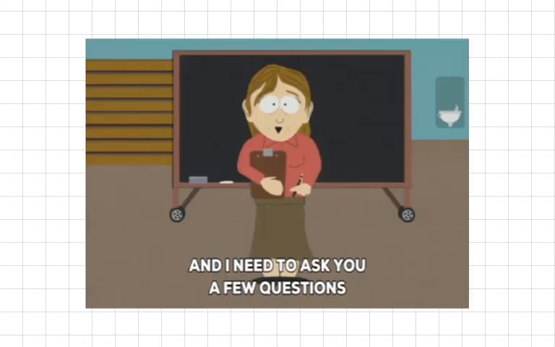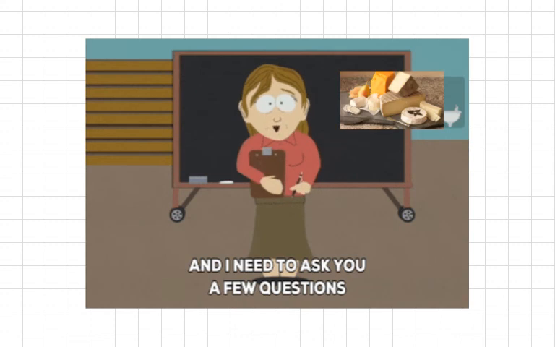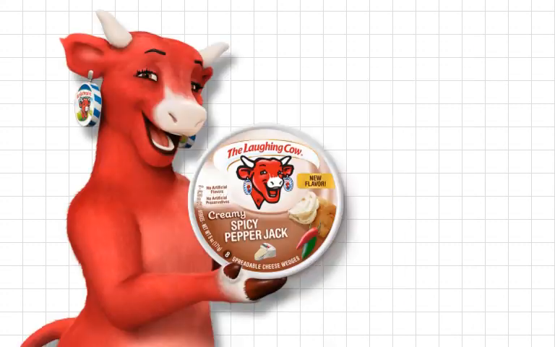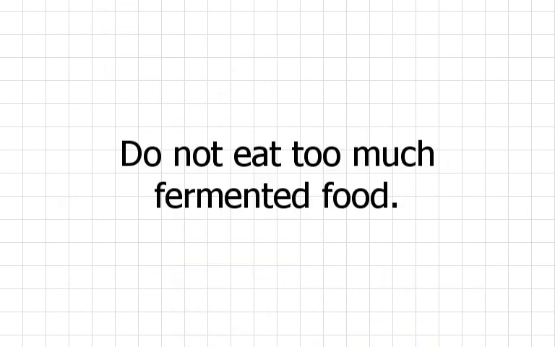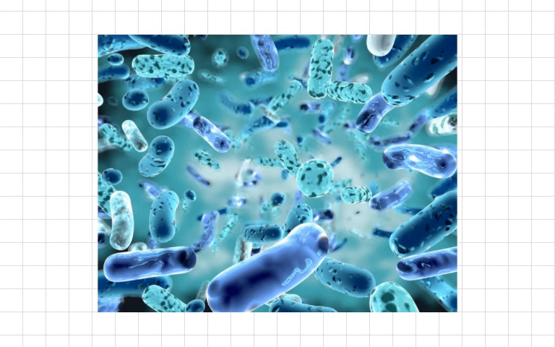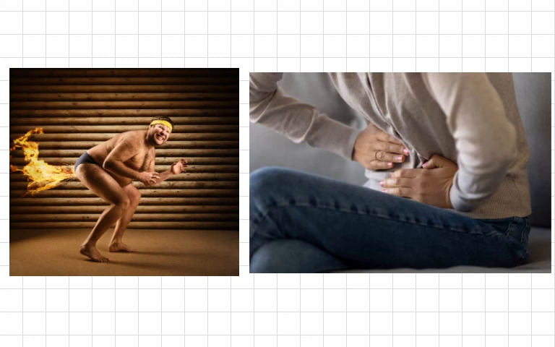So, the next time your teacher asks you where cheese comes from, don't just say cows. That isn't the complete answer. Say that these microorganisms help out too. But it is important to know that you shouldn't eat too much, because due to the high probiotic content of fermented foods, the most common side effect would be a temporary increase in gas and bloating.